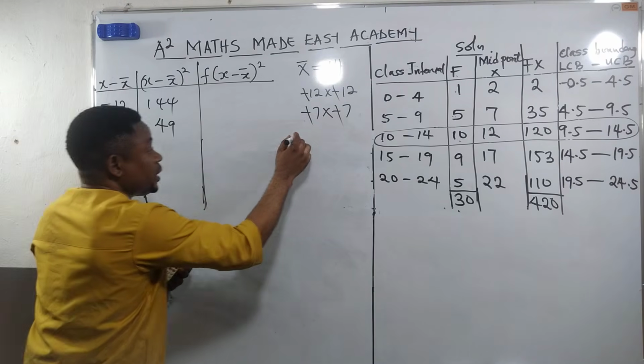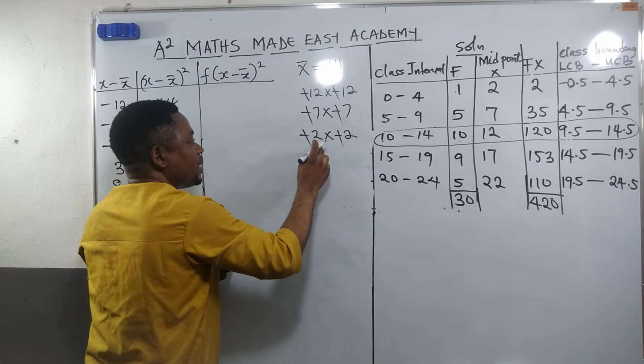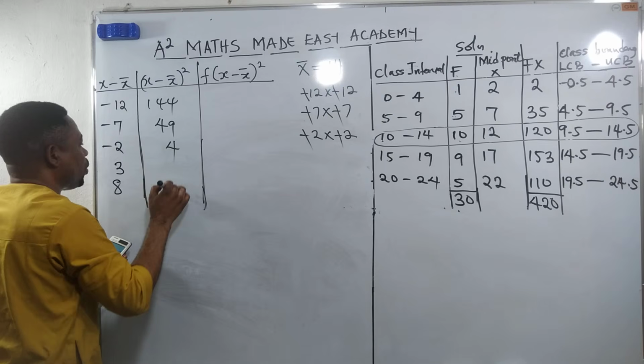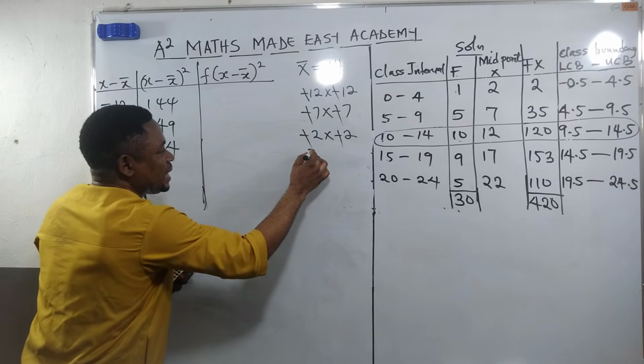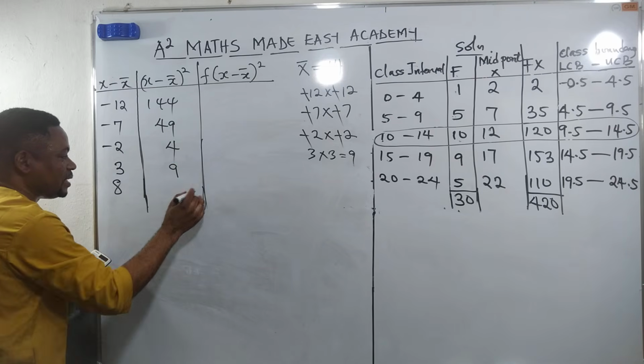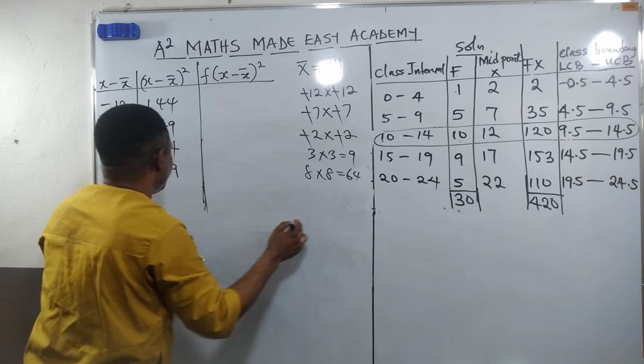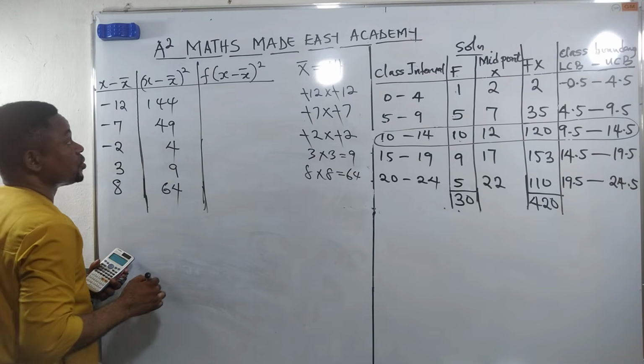Now the next one is minus 2 times another minus 2. Minus cancels minus. 2 times 2 will give you 4. This one means 3 times 3. What is the answer? 9. I will put here 9. Lastly is 8 times 8, which will give me 64. So here is 64. It is not yet over.